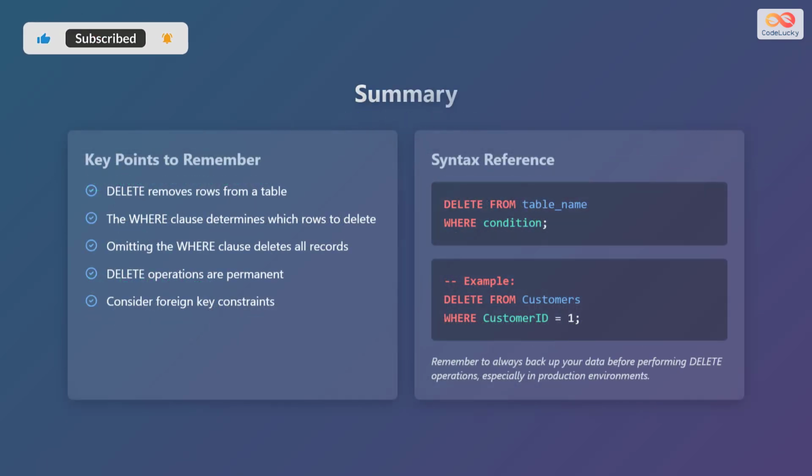Here is a summary of what we learned about the DELETE statement. First, DELETE removes rows from a table. Second, the WHERE clause determines which rows to delete. Third, omitting the WHERE clause deletes all records. Fourth, DELETE operations are permanent. Fifth, consider foreign key constraints.